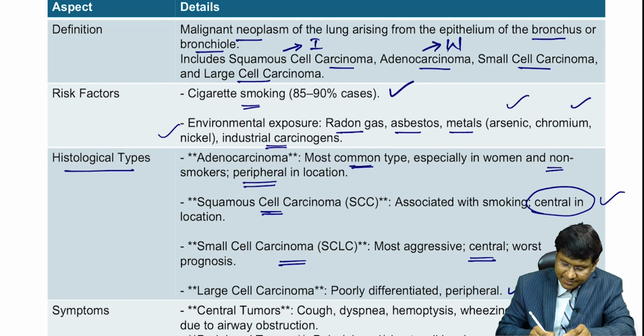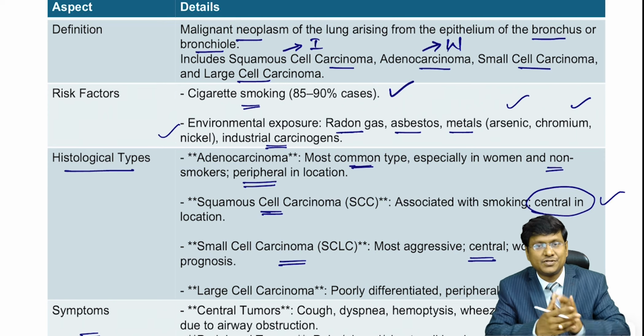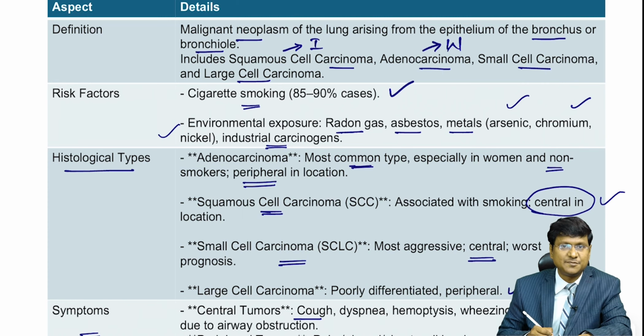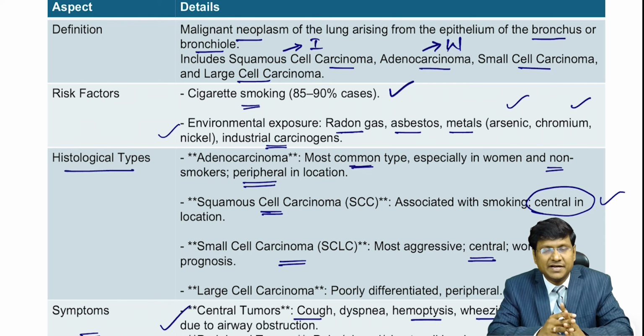Now, if you take the symptoms in case of the central tumors, they are mainly because of the obstruction of the bronchus as well as the alveoli. Accordingly, these patients will have cough, dyspnea, hemoptysis, wheezing, and pneumonia due to airway obstruction.